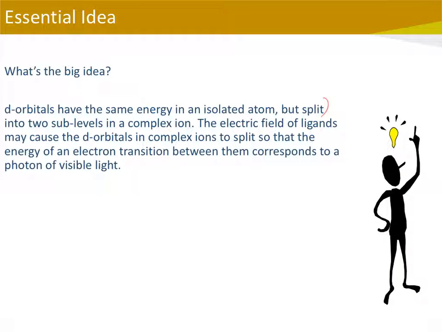The electric field of ligands may cause the d orbitals in complex ions to split, so that the energy of an electron transition between them corresponds to a photon of visible light. Huh? Yeah. We'll come back to this big idea throughout the video. Maybe not directly to this slide, but we will go through the ideas in this big idea so that they make a bit of sense beyond just an isolated two-sentence statement.